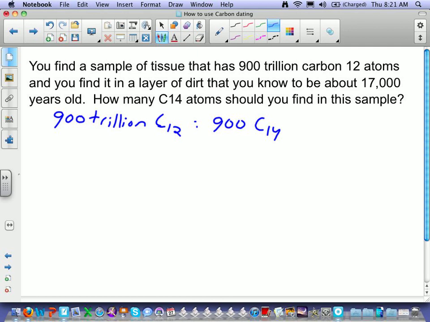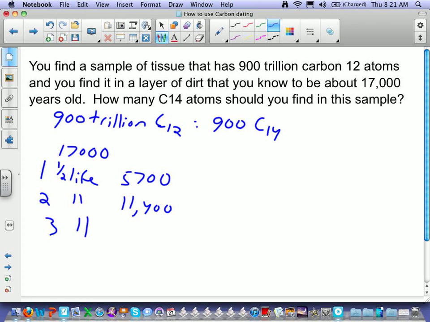But we know that 17,000 years have gone by if it is in that sample. So 17,000 years is how many half-lives? One half-life would be 5,700. 2 half-lives, 11,400. 3 half-lives, 17,100. So 3 half-lives have gone by.